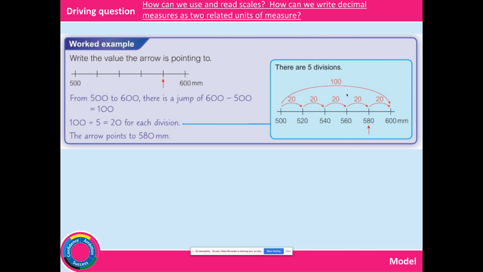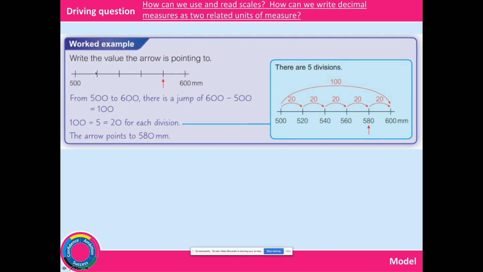Okay, write the value the arrow is pointing to. So we've got 500 here and 600 here. We need to find the difference between 500 and 600. So we have our biggest number, take away our smallest number, and that will equal 100.